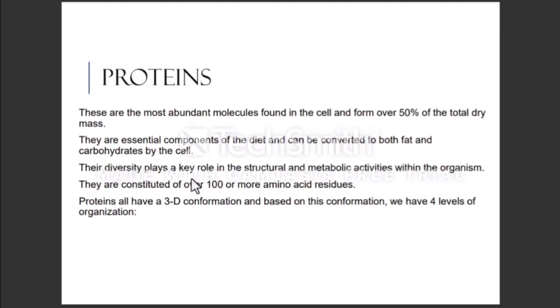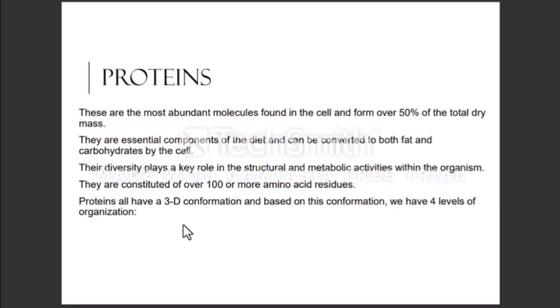Their diversity plays a key role in the structural and metabolic activities within the organism. They are constituted by over 100 or more amino acid residues. So a protein is one that is made up of a lot of amino acid residues. Okay, and proteins all have 3D conformation, and based on this conformation, there are some 4 levels of organization that we are going to see.